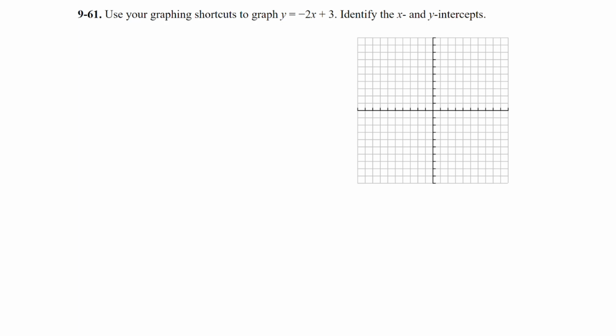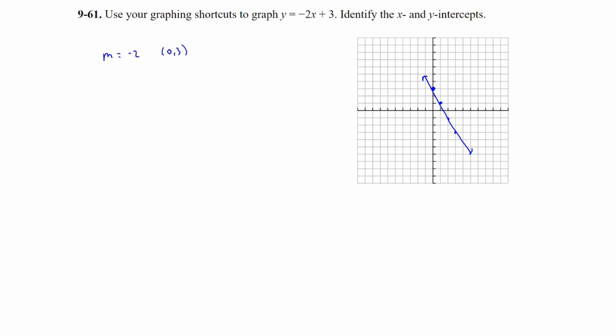Question 61. Use your graphing shortcuts to graph y equals negative 2x plus 3. Identify the x and the y intercepts. So it's in slope-intercept form, so we can just identify the slope as negative 2 and the y-intercept at (0, 3). If we are graphing it, that's enough information to graph. So at (0, 3), the slope is down 2, to the right 1. We'll get a couple of those points in, and then graph our line. So that would be a sketch of our graph there.